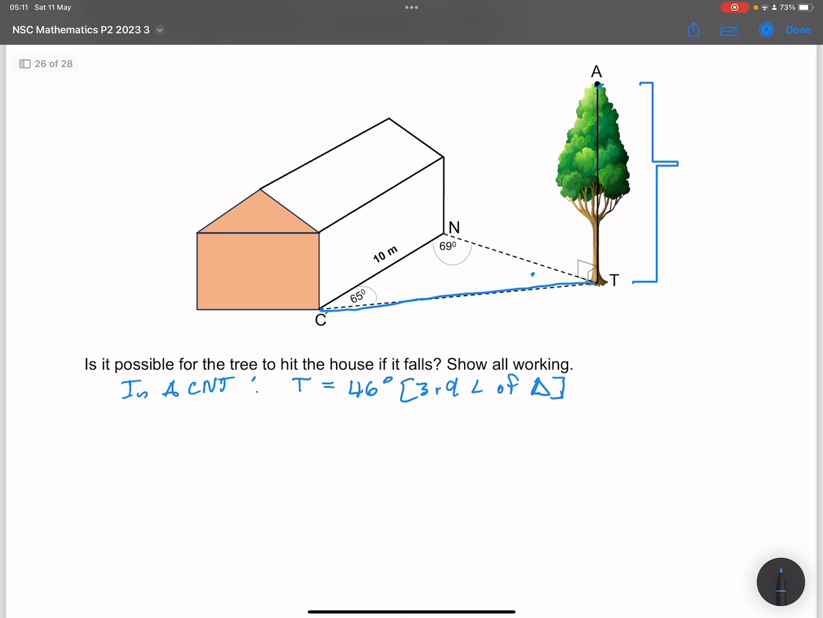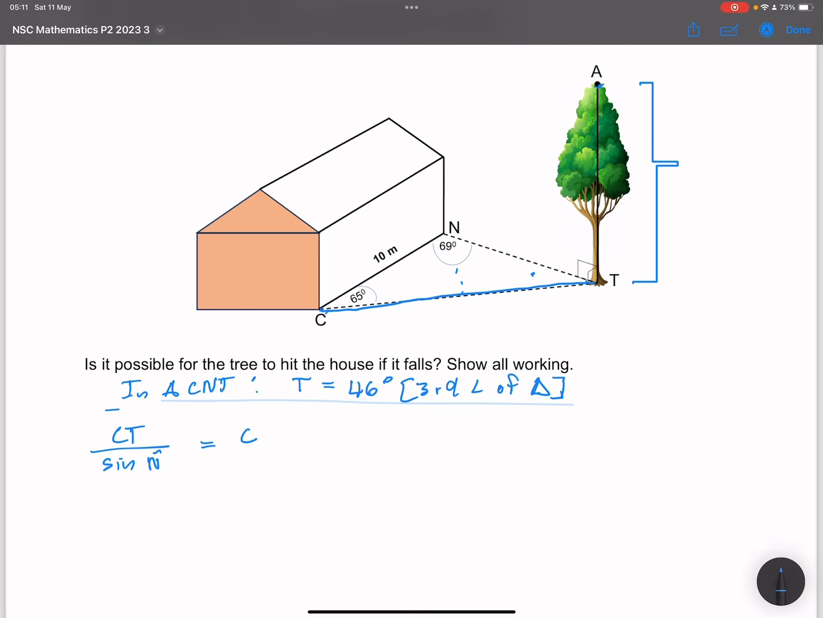So now we're going to use the sine rule. I'm looking for side CT. So CT divided by the sine of the angle opposite it, so CT over sine of N, would be equal to CN over sine of T.